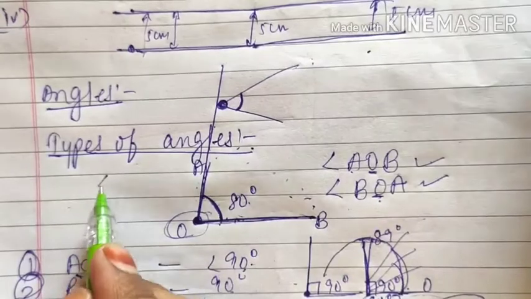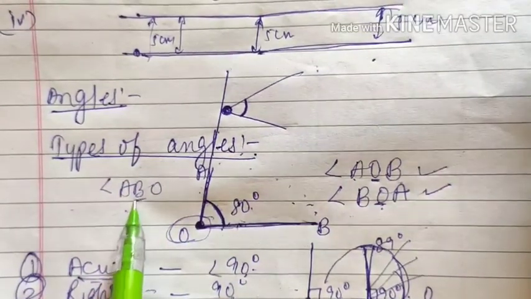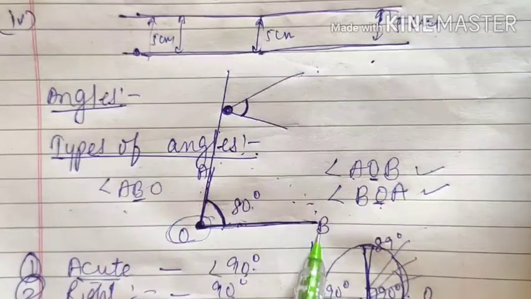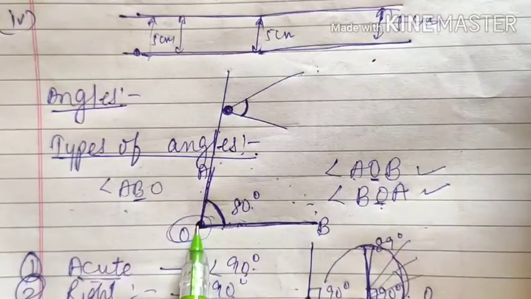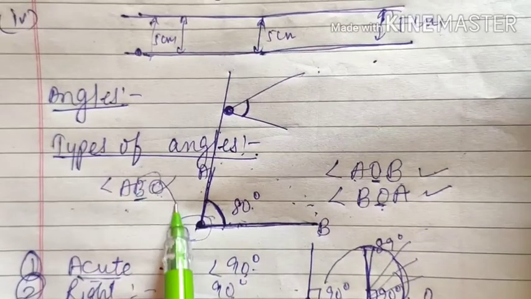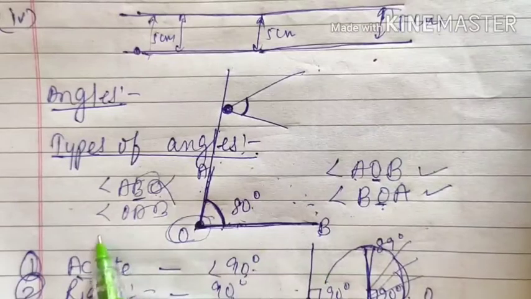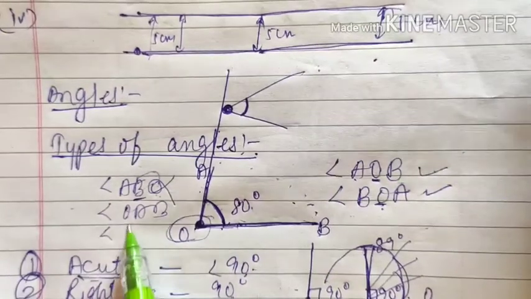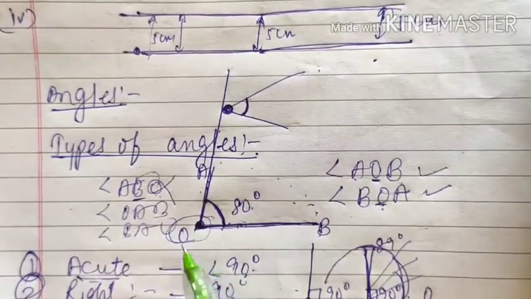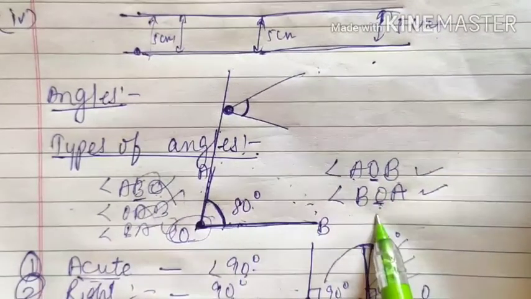But if you are writing angle ABO, that is wrong, because you have made B the vertex, whereas B is not the vertex, O is the vertex. So if your O is not in between, that answer is wrong. Similarly, angle OAB is also wrong, and angle BAO is also wrong. That means your vertex must come in between while writing the name of an angle.